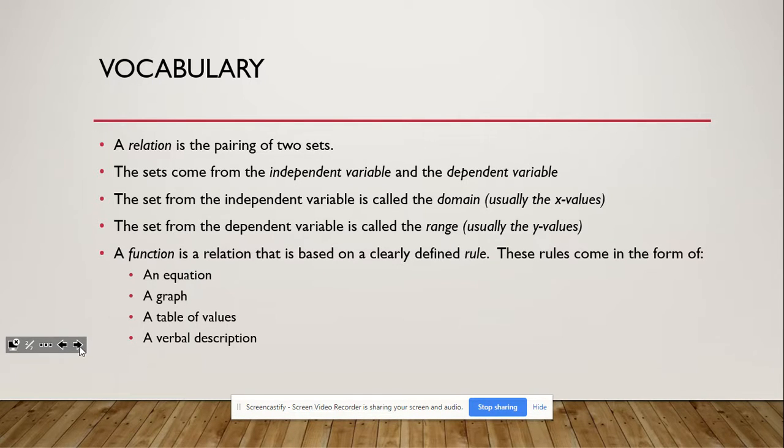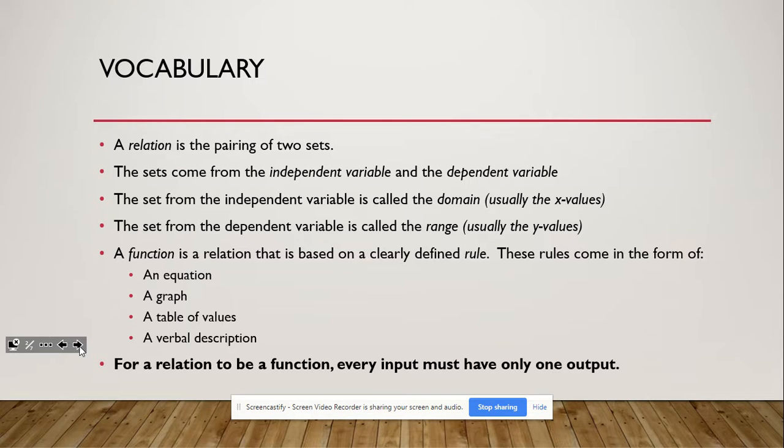A function is any relation that is based on a clearly defined rule. And these rules can come in the form of an equation, a graph that's drawn, a table of values that's given, or a verbal description.